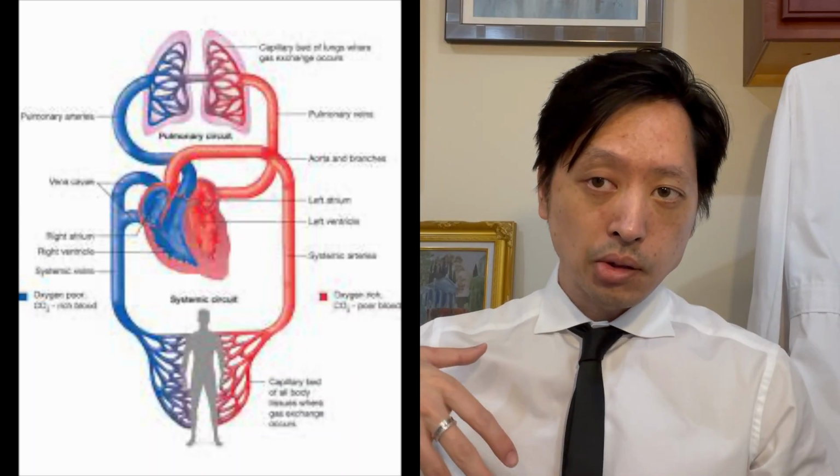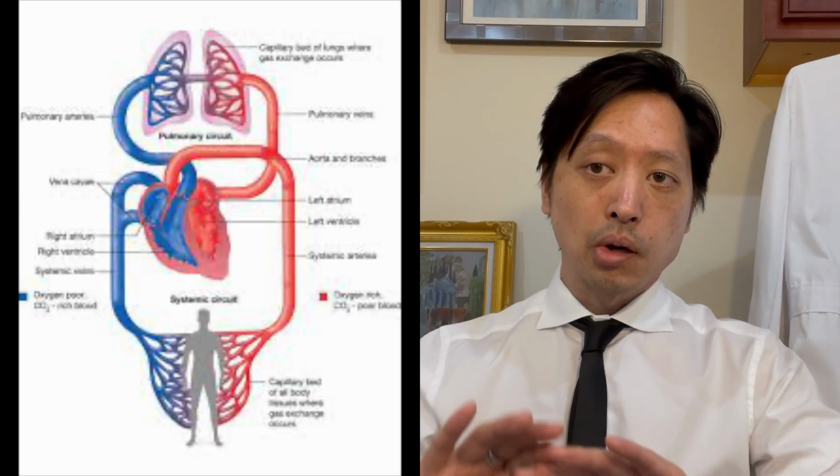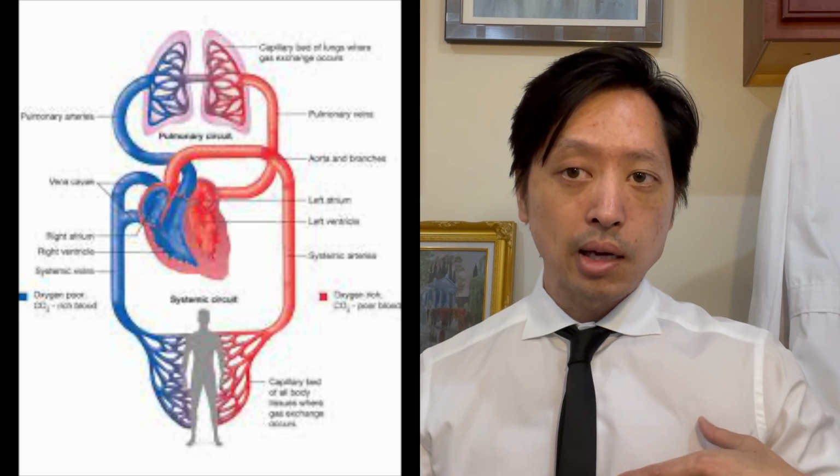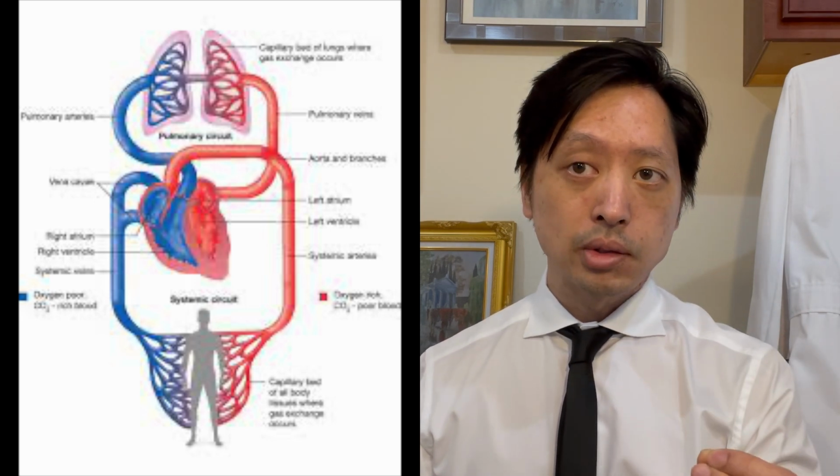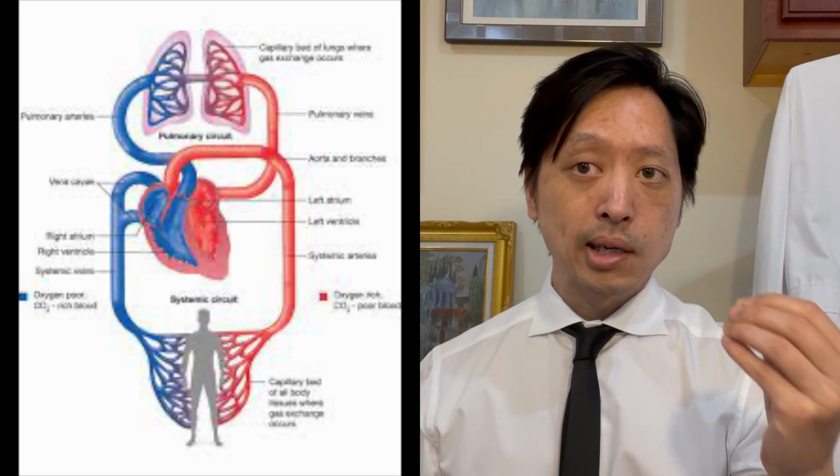So it makes sure that on the right side, when the ventricle pumps, the blood will go to your lungs. And on the left side, when the ventricle pumps, the blood will go into your aorta and into your systemic circulation. So these atrioventricular valves have leaflets on them, right?